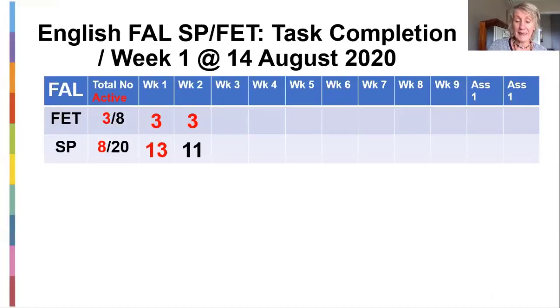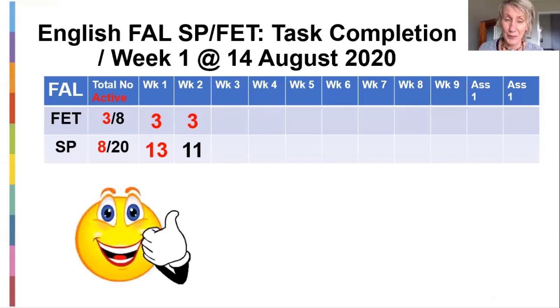But first, let's have a look at our task completion for our online tracking. You'll see that in week 1, 13 of the 20 SPs completed the online tracking task, and this week so far 11 of you have. So it seems like there are only 8 of you actually active, although 20 should be enrolled, and 11 of you have completed. You've got until midnight, 21 August, to complete your second task for online tracking.